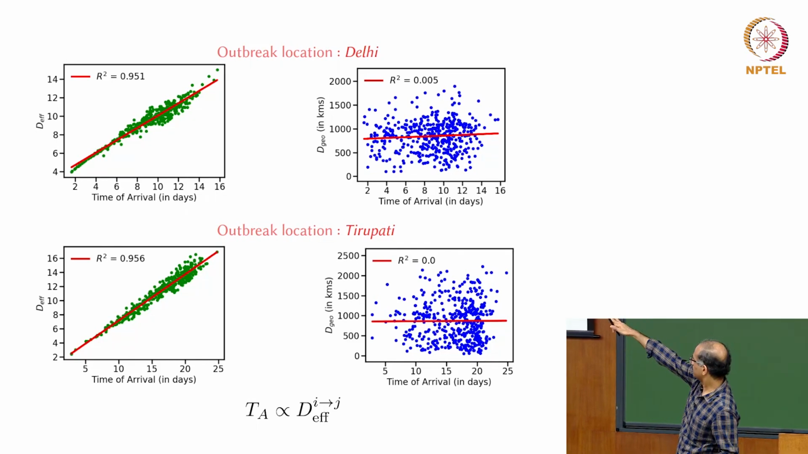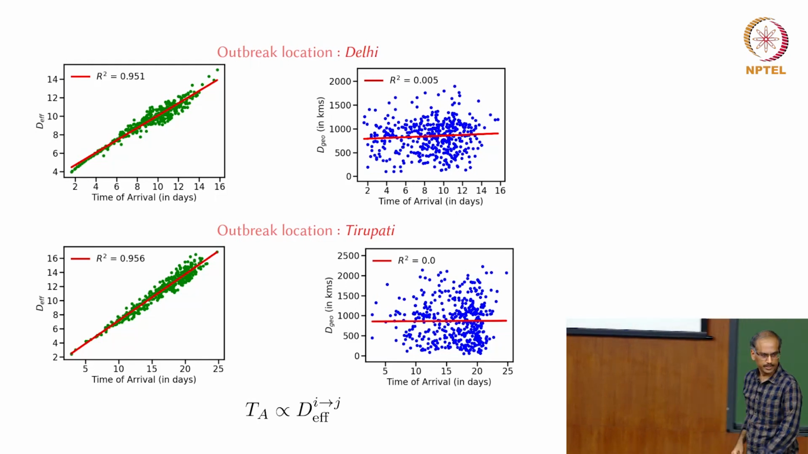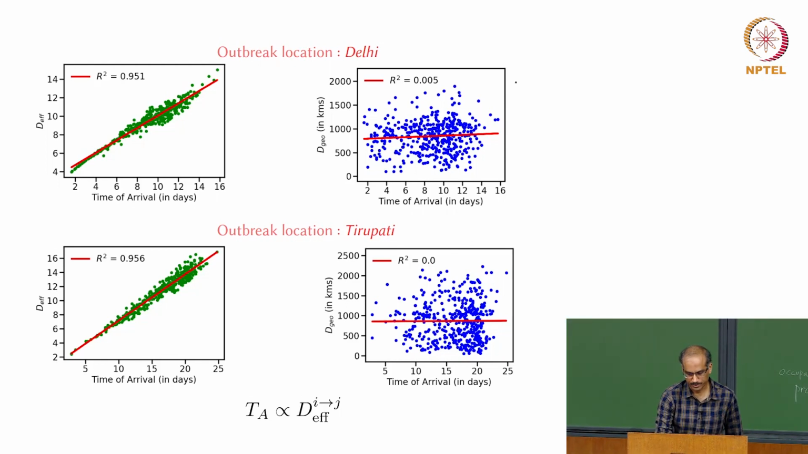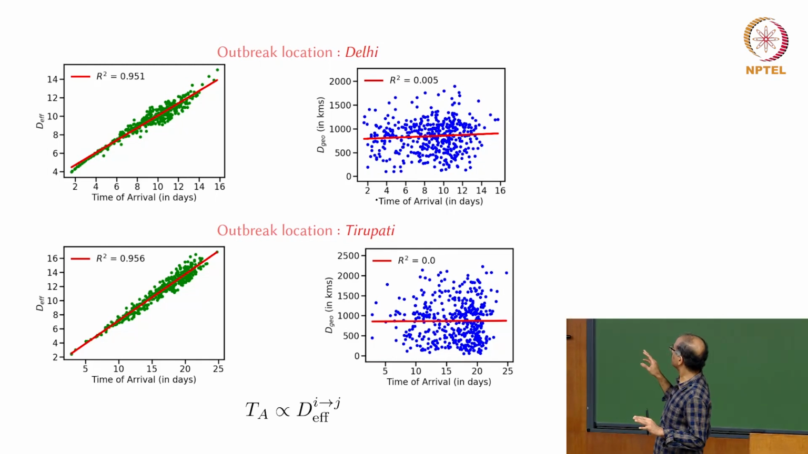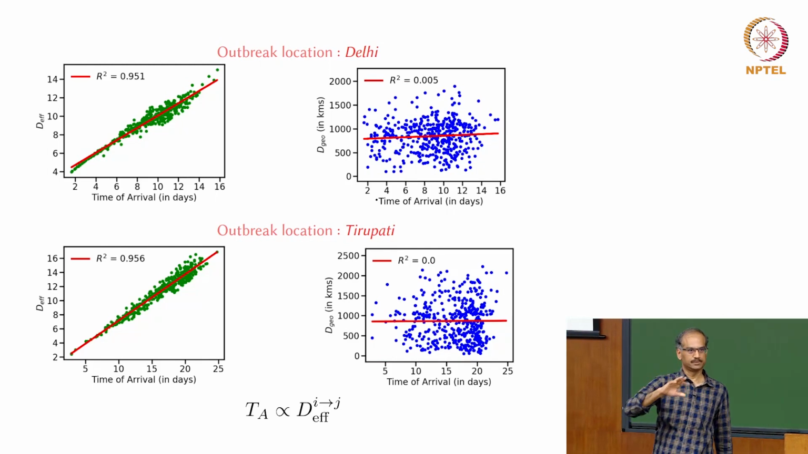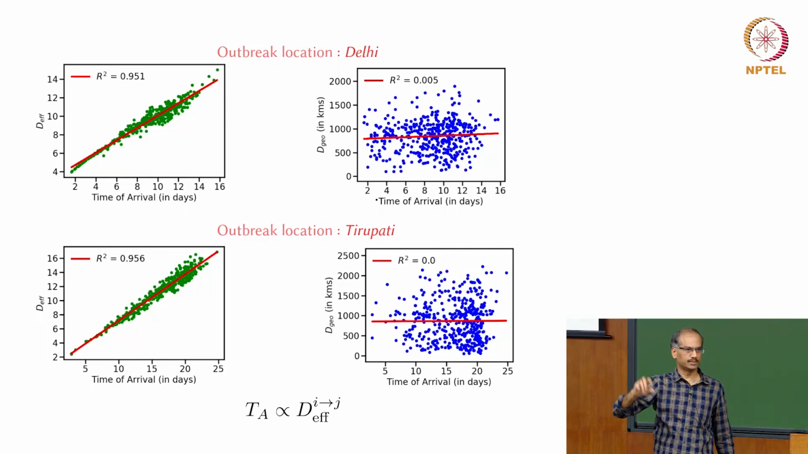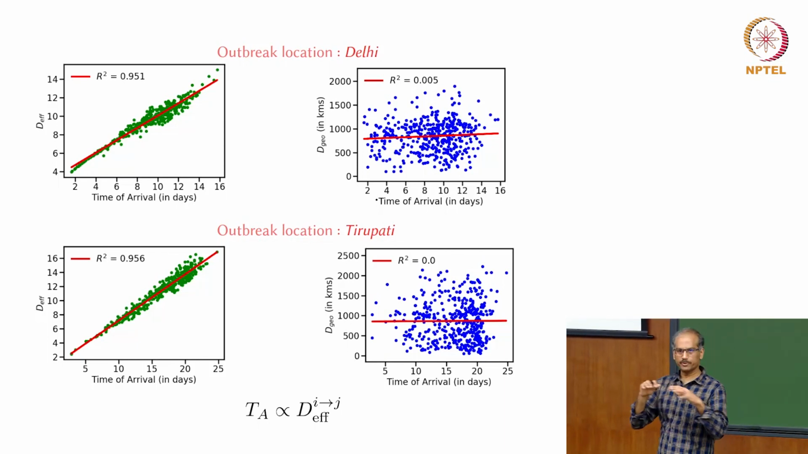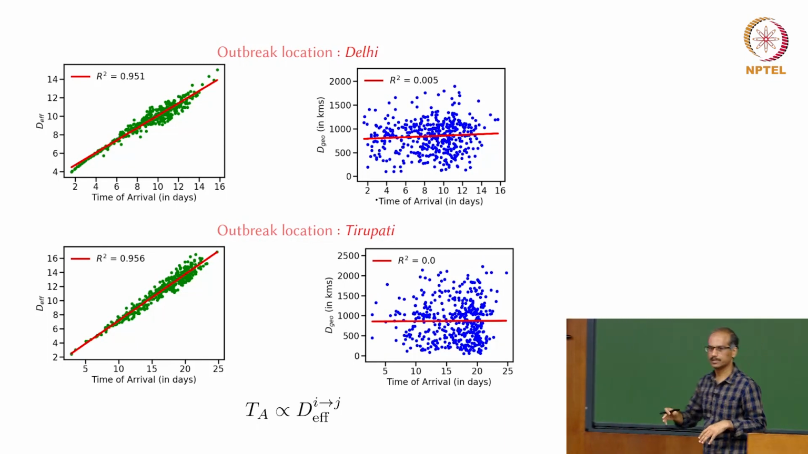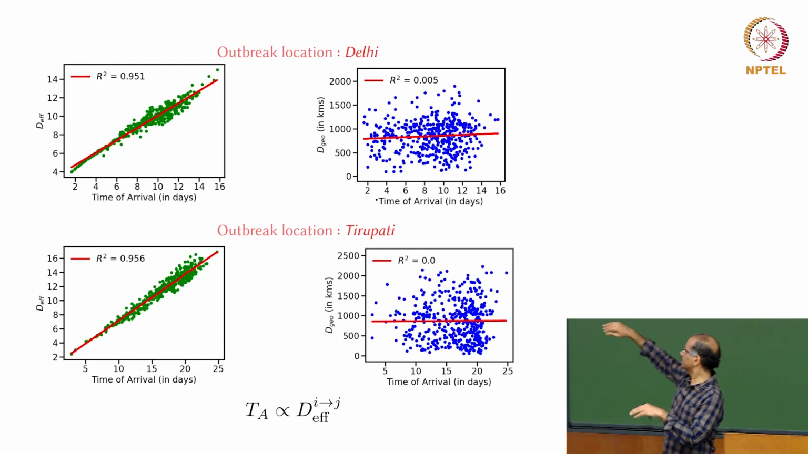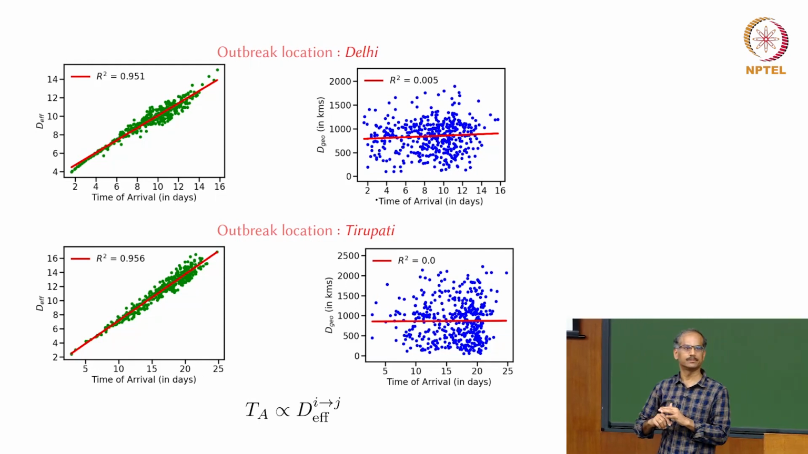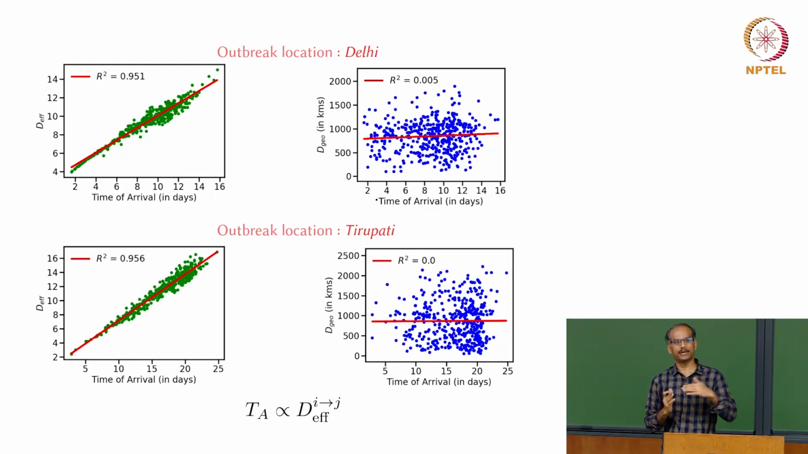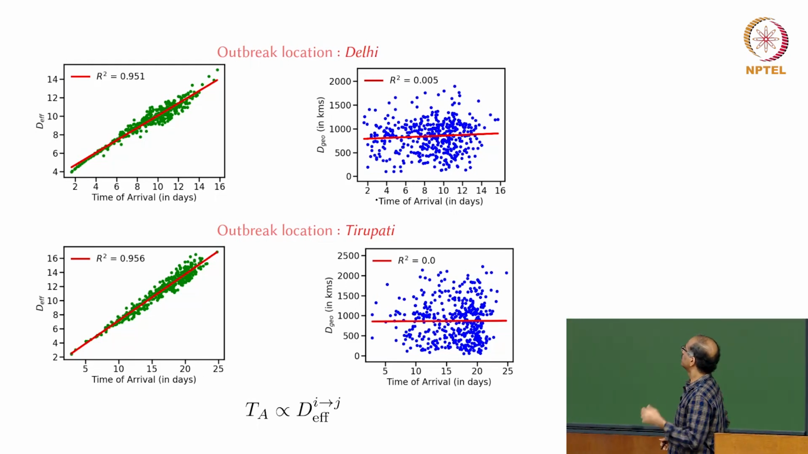Before you see the left side graph, see the right side one here. If I plot the time of arrival versus the geographical distance between the cities, you see that there is no correlation at all. It's just a jumbled collection of points. But instead, if I use time of arrival on the x-axis versus the effective distance on the y-axis, you see that it all falls nicely on a straight line. Which means that time of arrival is directly proportional to the effective distance.